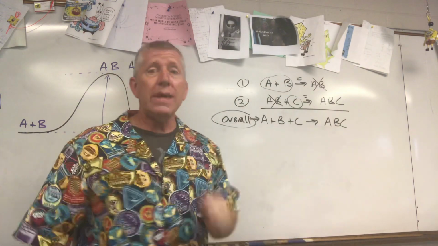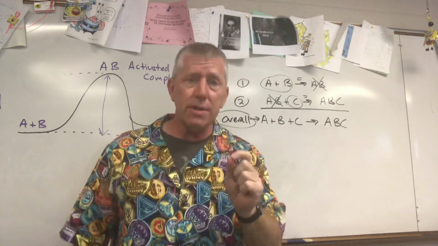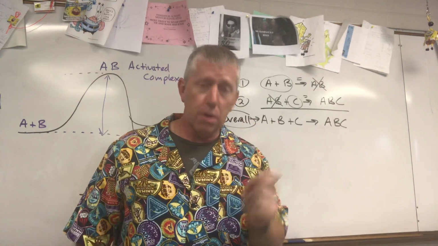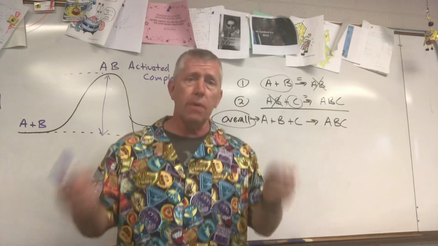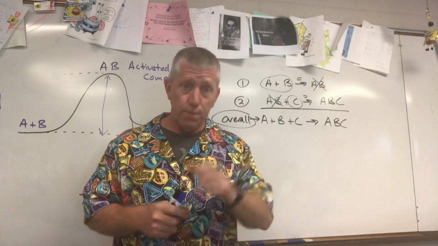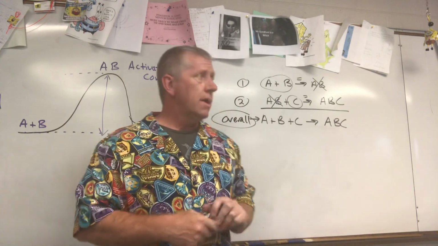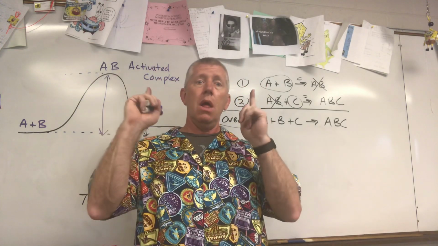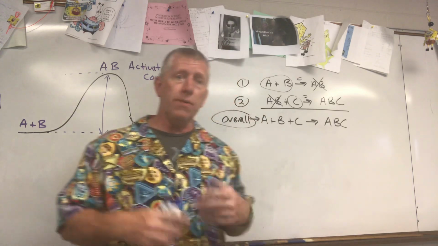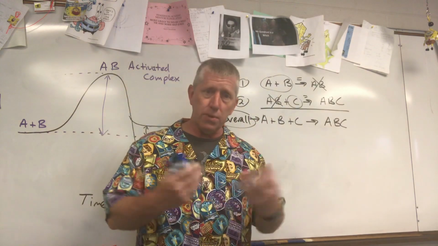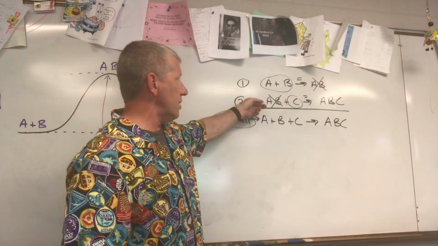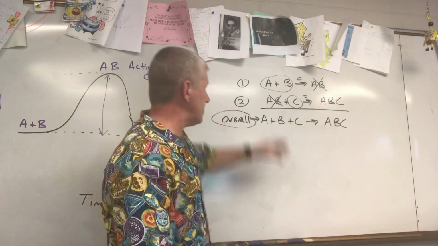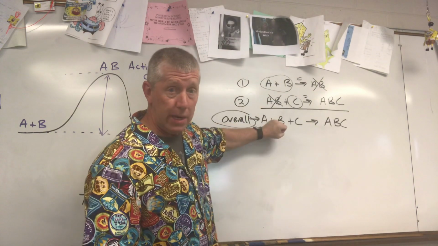The slower reaction is called the rate determining step. Let me give you two analogies to that. A chain is only as strong as its weakest link. So if you have a weak link, that determines how strong the chain is. If you have a slower reaction, that determines how fast this reaction is going to happen.